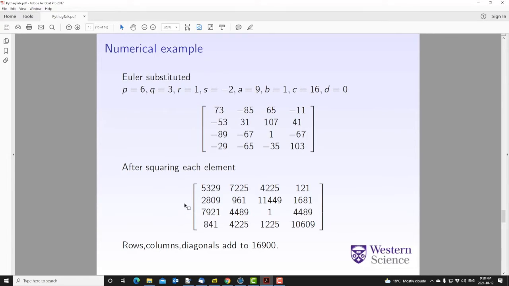If we take a numerical example, this is taken from Euler's original paper, he substituted these values for the 8 parameters, and he obtains this array here. After you square each element, you end up with this array here. I like the fact that there's a 1 and a 1 in spite of all these other large numbers around. And I'll leave it to you to add up the rows and the columns and the diagonals, and each of them adds up to 16,900.